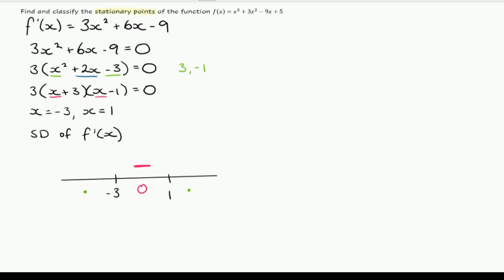So now let's plug in a different value. I'm going to look at less than minus 3. I'm going to go minus 5, just because it's a nice number to deal with. You can do any number you want. So I'm going to go 3, and then I've got minus 5 squared plus 6 times by minus 5, take away 9. So remember, I've plugged this into my derivative function.